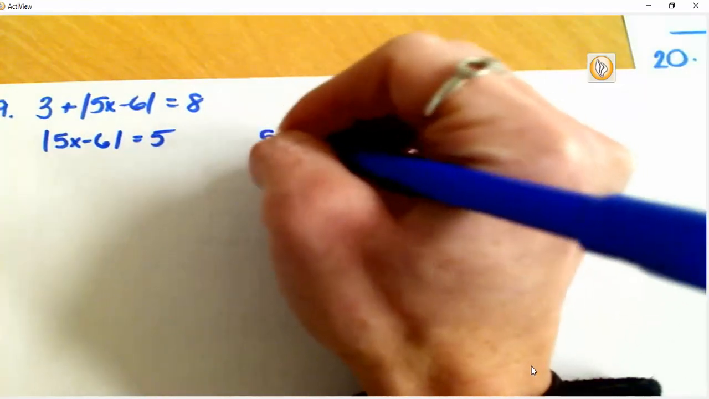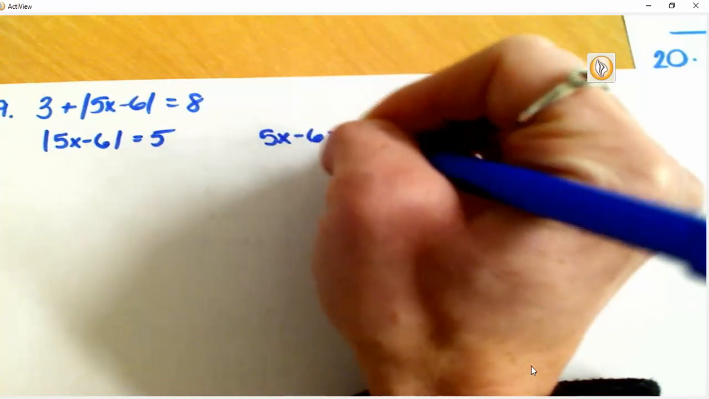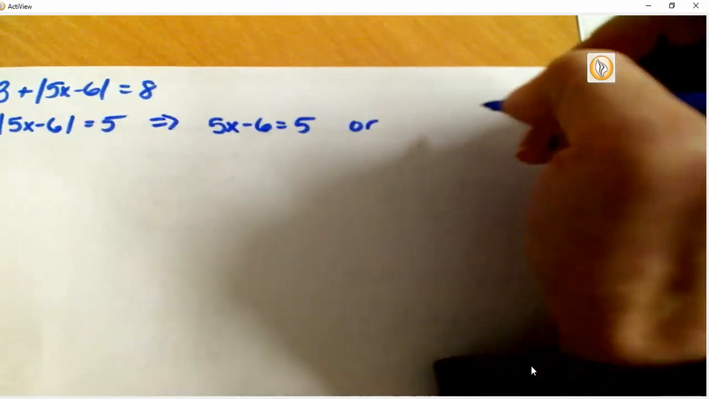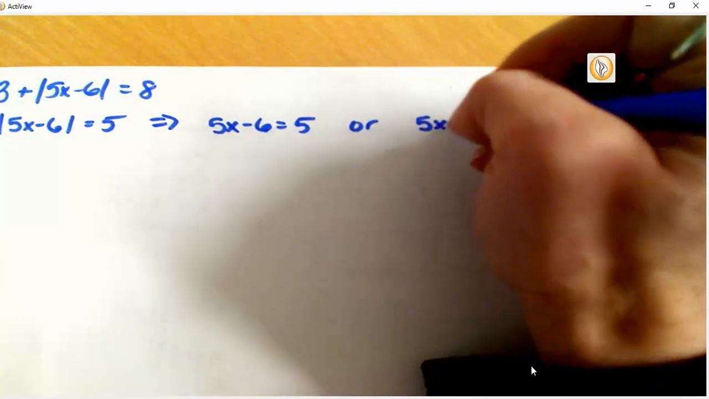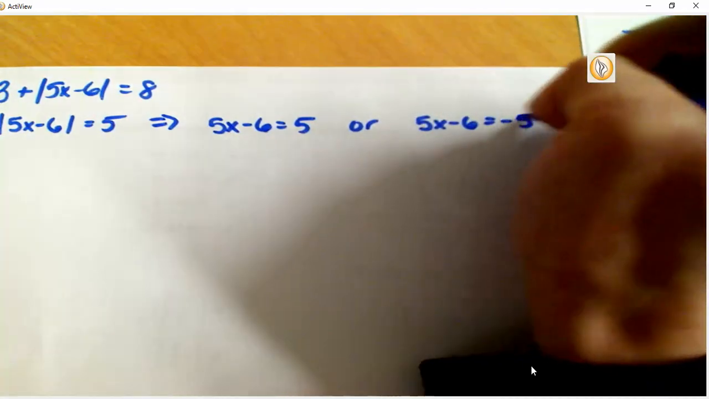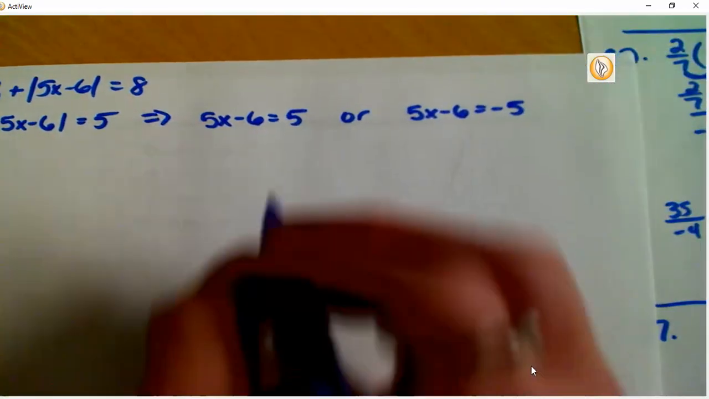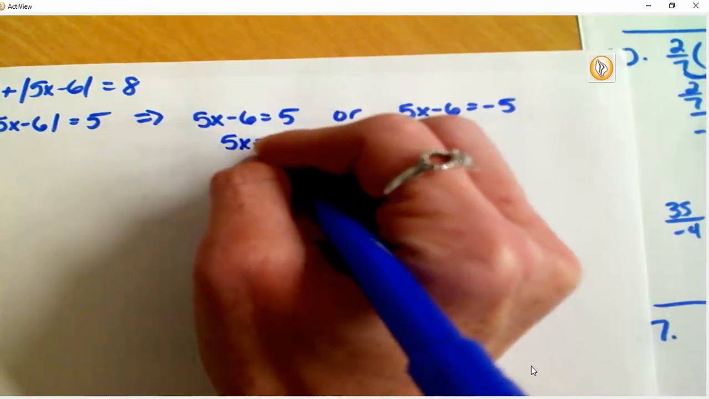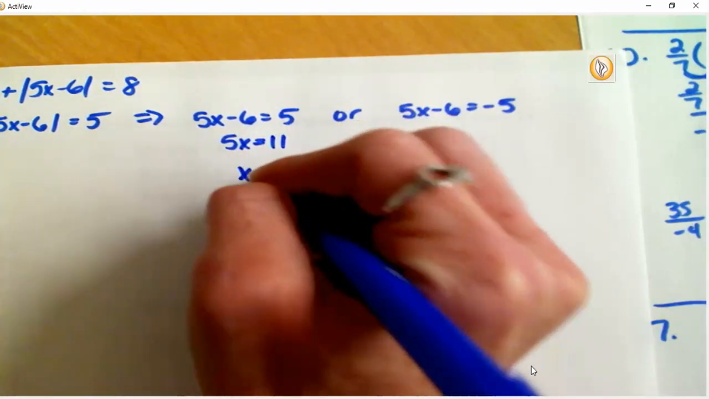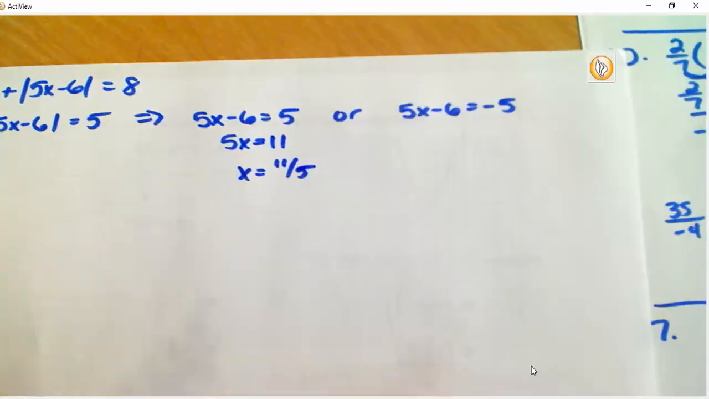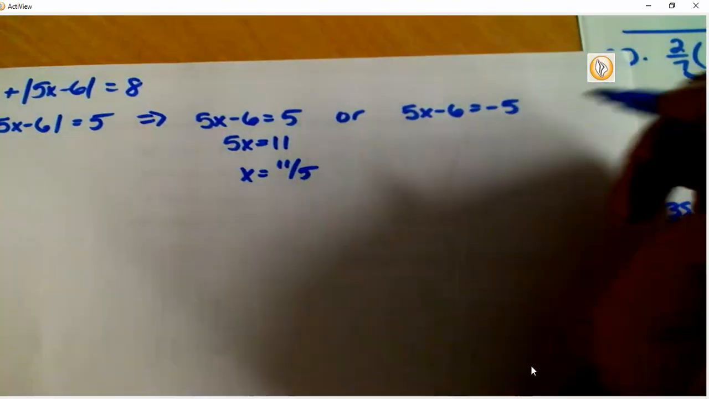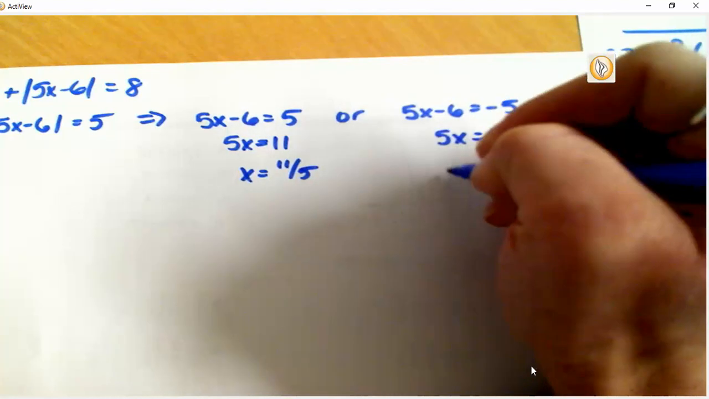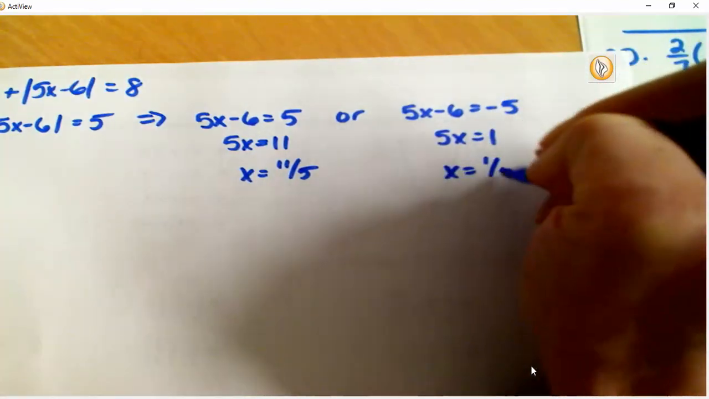That means either 5x minus 6 is equal to a positive 5, or 5x minus 6 equals negative 5. Solve each of those. So if I add over my 6 and divide by 5, I get 11/5. Over here, add my 6, divide by 5, and I get 1/5.